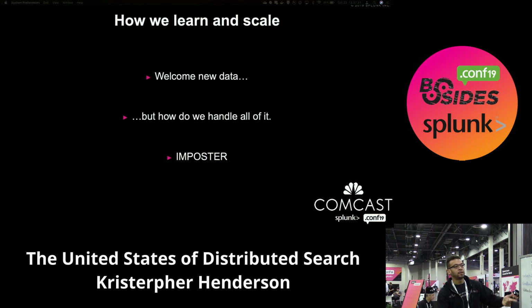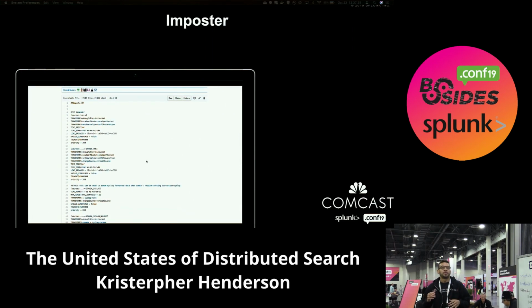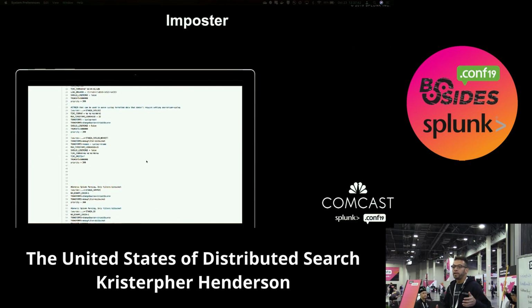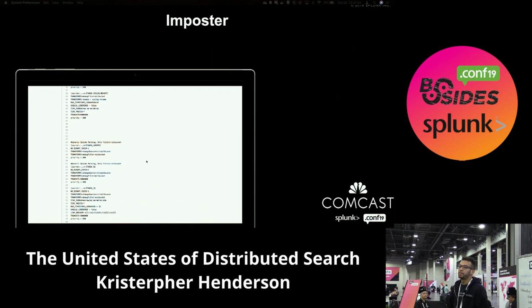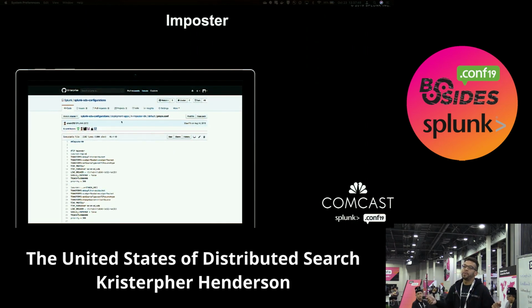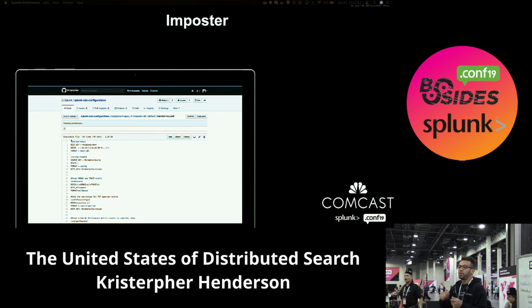We welcome new data, but how do we handle all that? I want to touch on that real quick with something called Imposter. This is an internal tool that allows us, on the fly, to designate new source types that potentially will look like other source types that we've had in the past. This allows us to not have to restart all those indexers all the time.